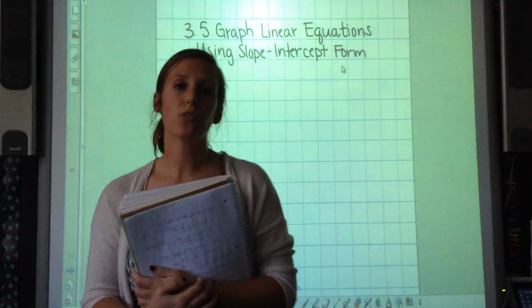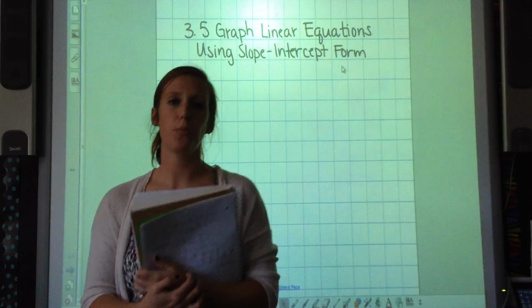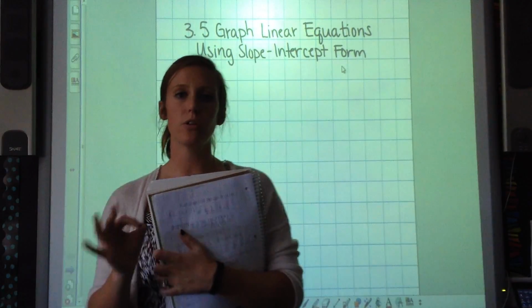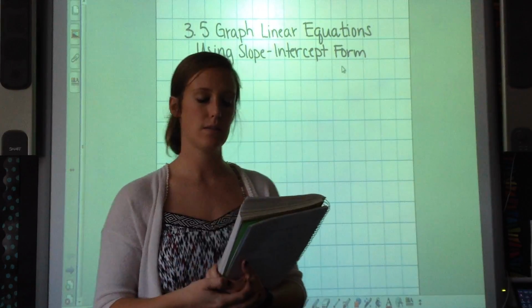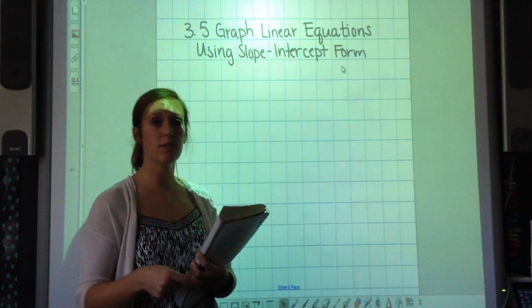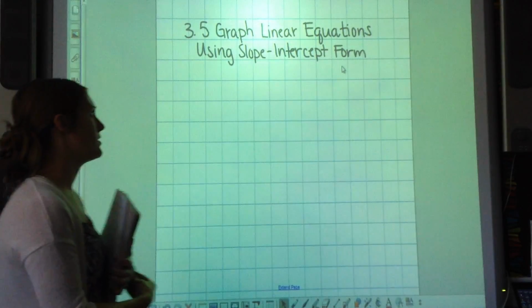In this lesson, our goal is to graph equations using slope-intercept form. This will be the third way we've learned how to graph, and you're going to like this one the best because it's the quickest. First, before we start graphing, let's learn a little background knowledge.